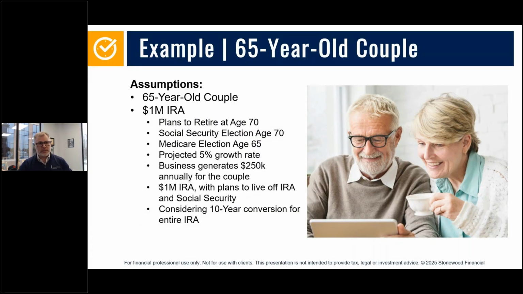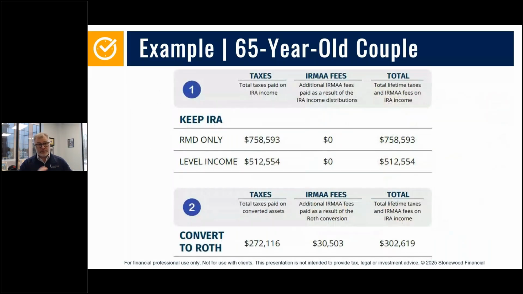It's just important details. All right, so in this case, the $1 million IRA, they're going to live off of that. And they got their Social Security and they got their IRA. And they're just considering a 10-year conversion because they're worried about tax drift. So they want to spread this out as much as possible. All right, so what are the results here? Well, initial results are, like I said, if they're going to live off of this, your total tax bill would be that level income line.